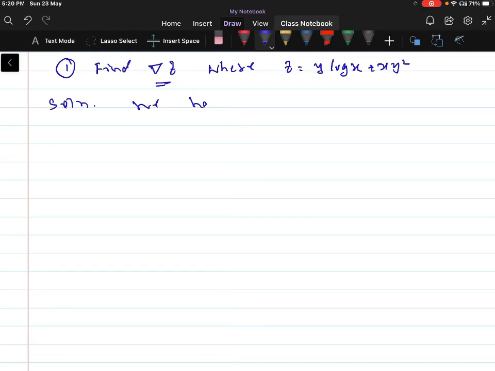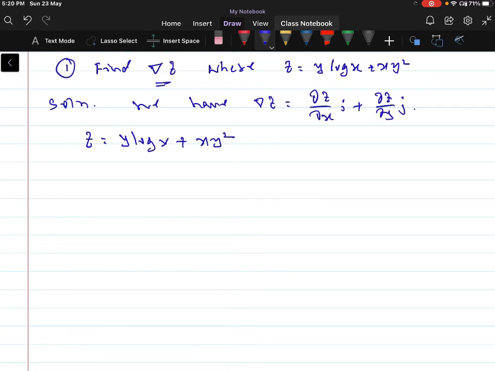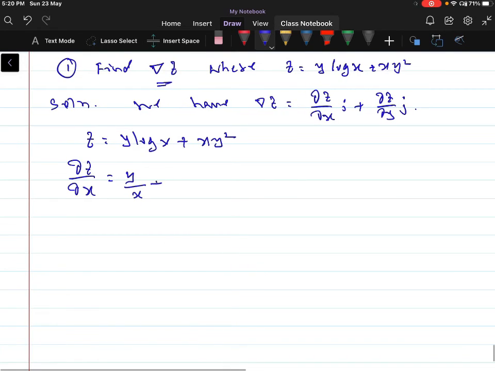We have gradient of a scalar function f can be written as dou f by dou x into i cap plus dou f by dou y into j cap. So here f is y into log x plus x into y square. Differentiate f with respect to x. So y is constant, log x differentiation 1 by x plus y square is constant, x differentiation 1.